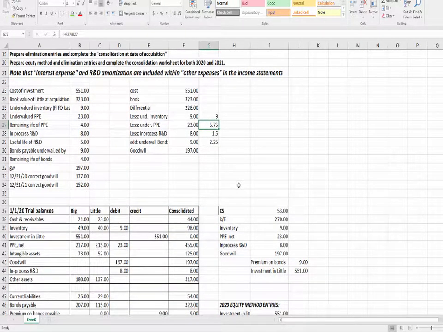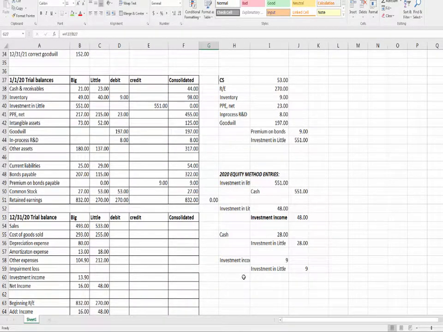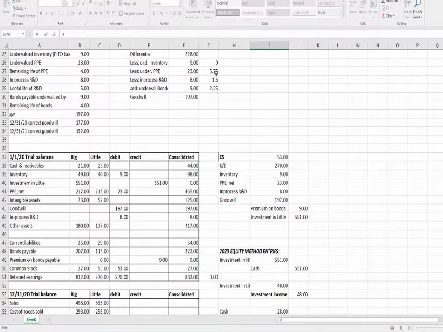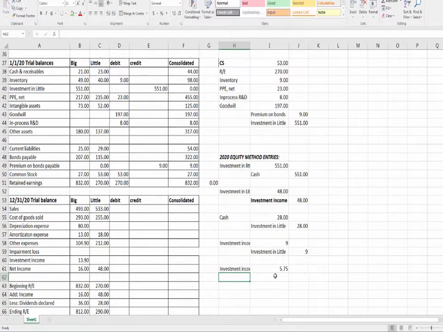You could talk your way through this, and again, we'd say, look, Little company is underreporting their property, plant, equipment, therefore they're underreporting their depreciation, therefore they're overreporting their income, which means we overreported our income. To correct that, we need to reduce our investment income by $575. So debit to investment income again, and a credit to the investment in Little.